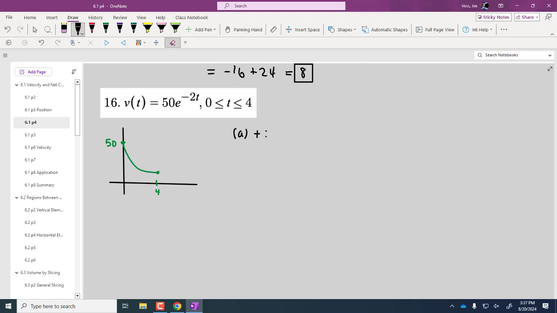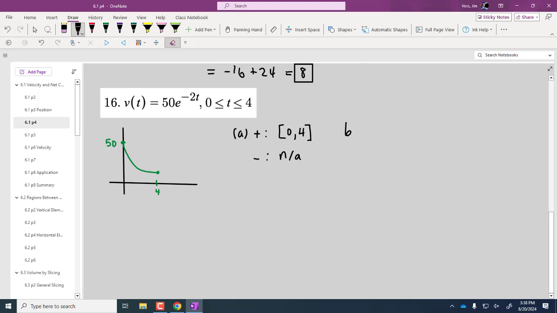The whole time. Totally agree. When you plug in 0, you have a positive velocity. When you plug in any number between 0 and 4, you also have a positive velocity. And at 4, you have a positive velocity. So yes, the whole time. When is it moving in the negative direction or to the left? Never. So never is it moving to the left, so not applicable.